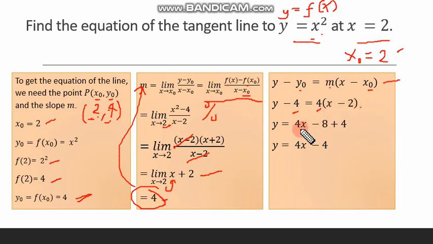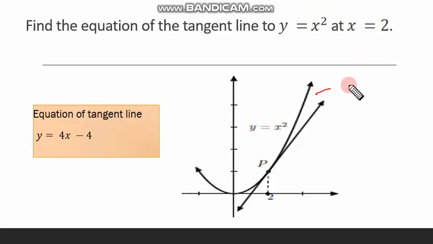4 times x is 4x. 4 times negative 2 is negative 8. And then transpose this one, positive 4. So negative 8 plus 4 is negative 4. So the equation of a tangent line is y equals 4x minus 4. You can see on our graph, the graph of the function is a parabola opening upward, and at x equal to 2, you can see that the tangent line exists here, whose equation is y equals 4x minus 4.